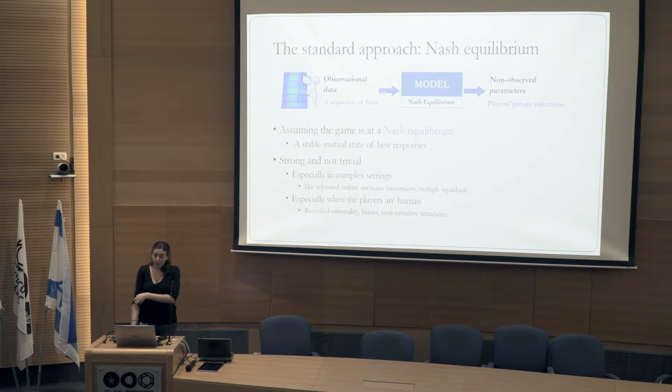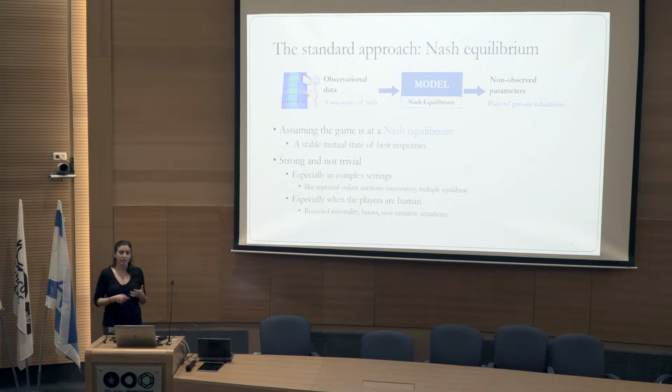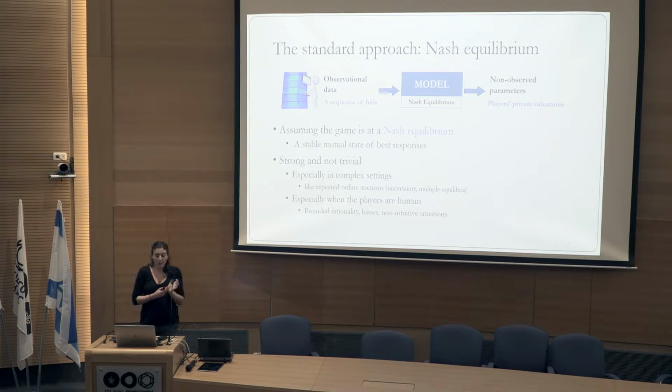And the standard way to do that is to make the equilibrium assumption in the model, which means to assume that the game is in a stable state where all players are best responding to each other. But this we know is a very strong assumption to make, and it may be hard to justify in many cases in reality, especially in more complex settings like in the repeated online auctions that we're going to talk about today, or when the players are human, are real people, because of bounded rationality or biases that we know that people have.